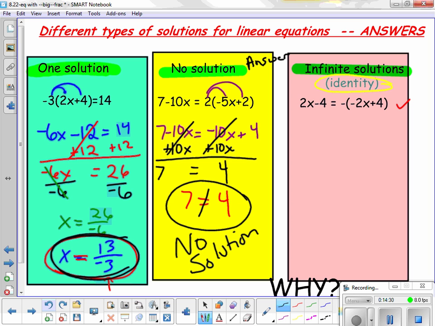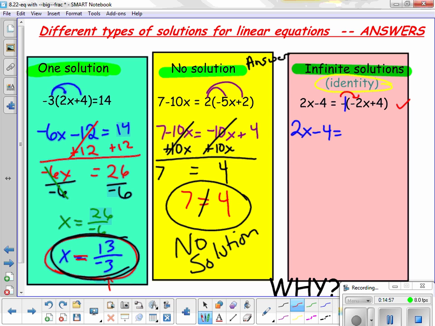All right, and then the last one, which is your identity, is called infinite solutions. Let's look at why there are infinite solutions. The left-hand side is 2x minus 4. I can't put anything together or simplify. But on the right-hand side, there are parentheses that I can distribute. So I bring down the 2x minus 4 equals. Now there's a negative out here. Remember, that's like a negative 1. So I'm going to distribute that negative 1.